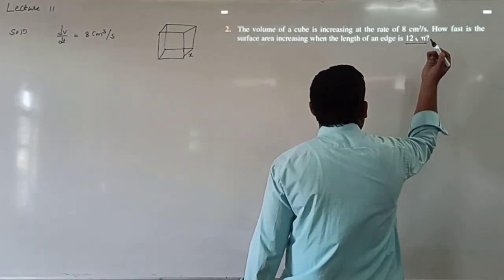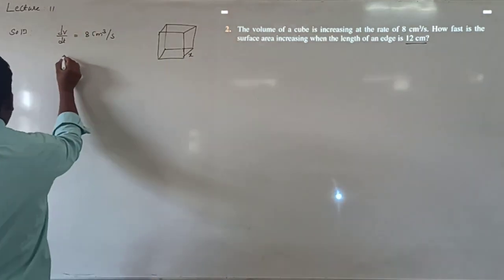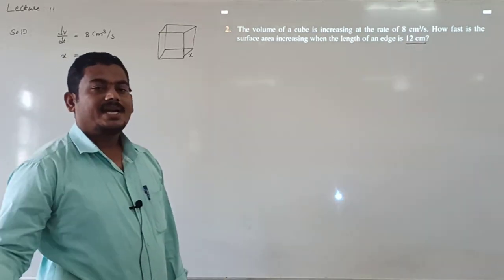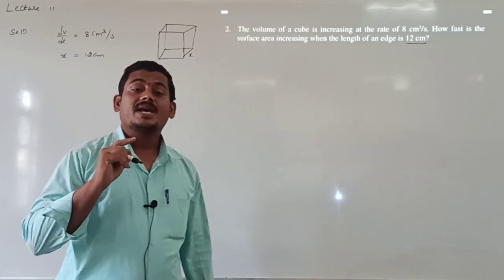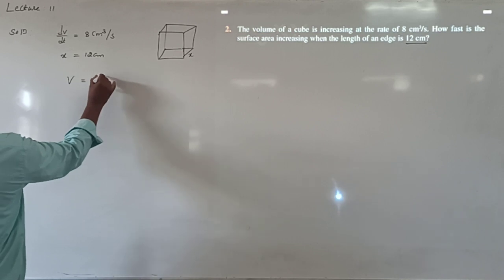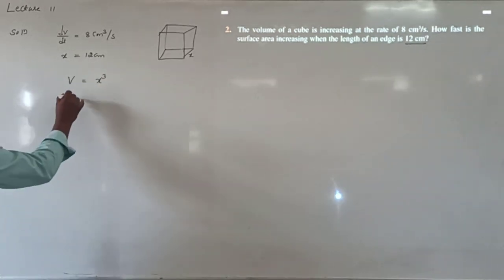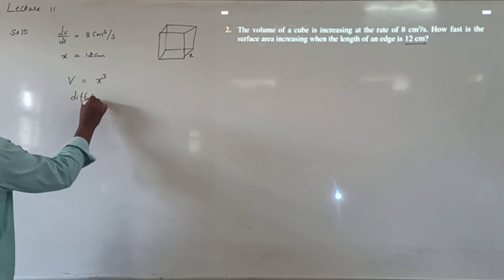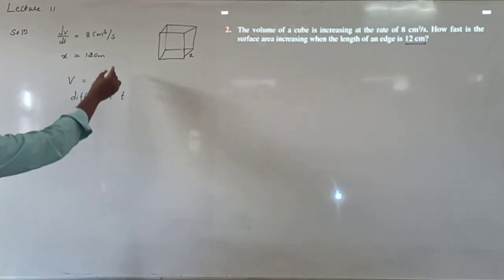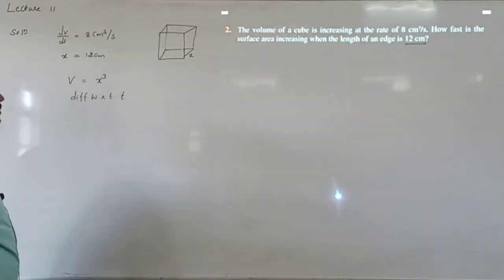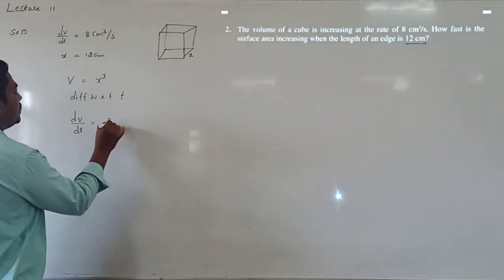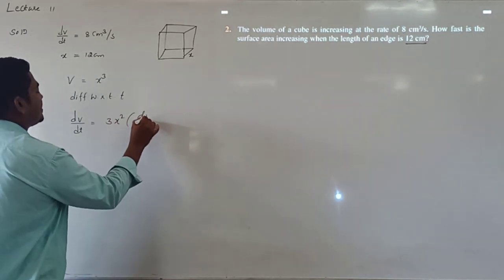When the edge length reaches what they have given, when x equals 12 centimeter, at that time what is the rate of change of surface area of the cube? Already we know the volume of the cube formula. Whenever the edge length is x, just differentiate with respect to time only. Why? Because volume is changing with time. So dV divided by dt is equal to 3x square into dx by dt.